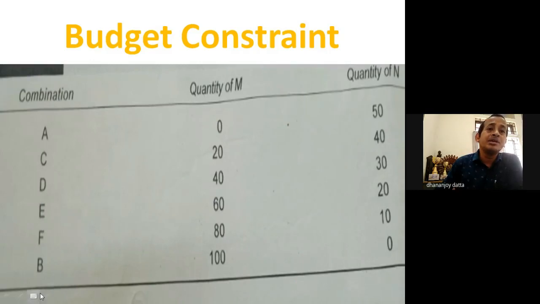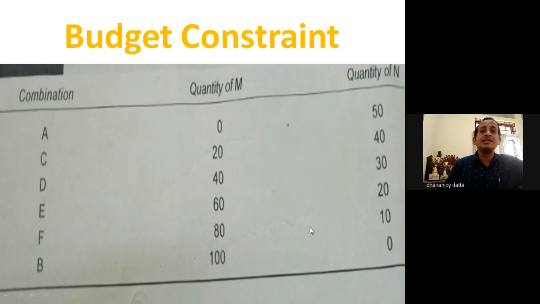Then combination B. In combination B, the consumer is purchasing 100 quantity of the M product at rupees 10 and does not purchase any quantity of the N product. So 100 into 10 is 1000. So combination A and combination B. Here you can see that in the first combination A, the consumer does not purchase any quantity of the M product. And in combination B, the consumer does not purchase any quantity of the N product.